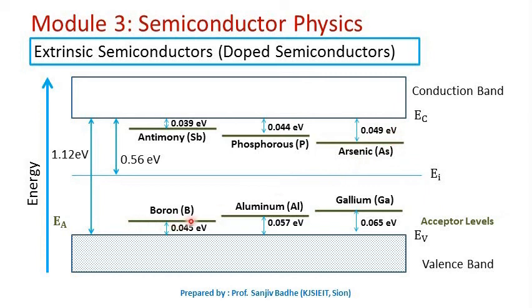When we add boron impurity to the semiconductor atom, silicon here, then acceptor levels are created 0.045 electron volts above the valence band, EV. When we add aluminium, then acceptor levels are created 0.057 electron volts above the valence band, and when we add gallium, then acceptor levels are created 0.065 electron volts above the valence band.